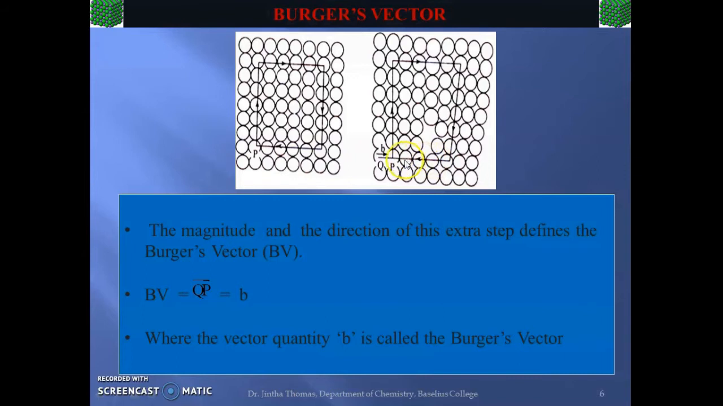So 1, 2, 3, half here, 4. And if we move 5 steps to the left, we are reaching the point Q instead of the starting point P. So when we made only 4 steps, we could reach the starting point P. And if we try to complete the 5th step, we would reach the point Q.